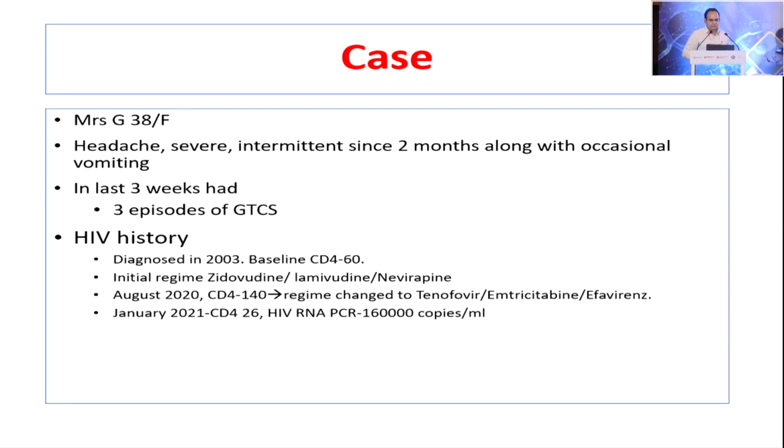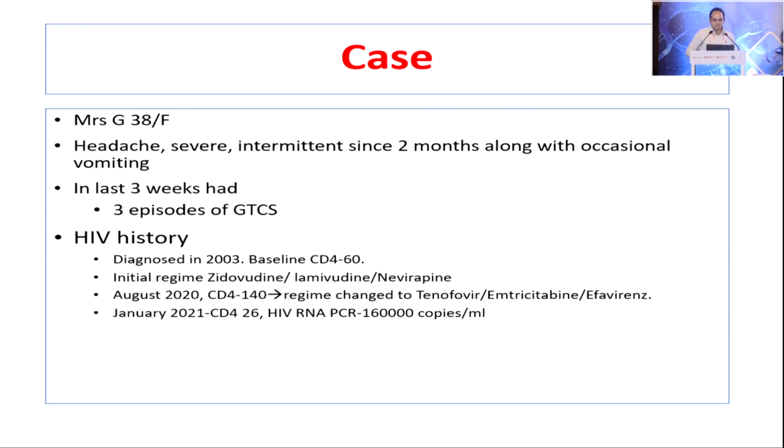Thank you, sir. Very good evening to all, and I'll be briefly discussing a short case which I had seen a few years back. This is a 38-year-old female who presented with headache and fever, severe in intensity, for the last 2 months, along with occasional vomiting. In the last 3 weeks, she had 3 episodes of generalized tonic-clonic seizures also. Along with that, she had a history of HIV positivity.